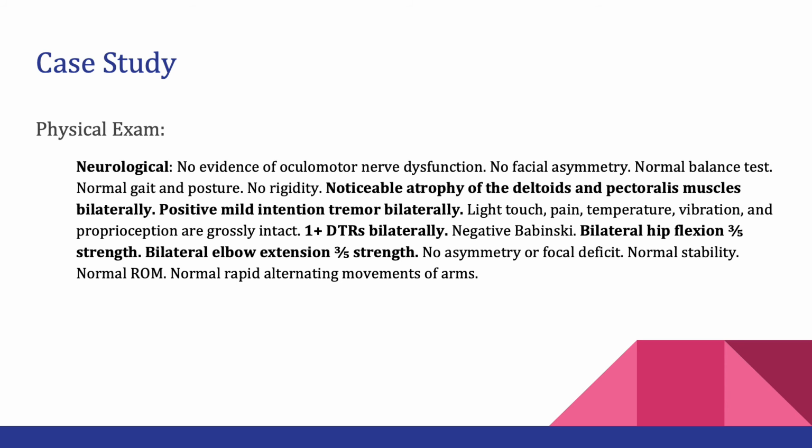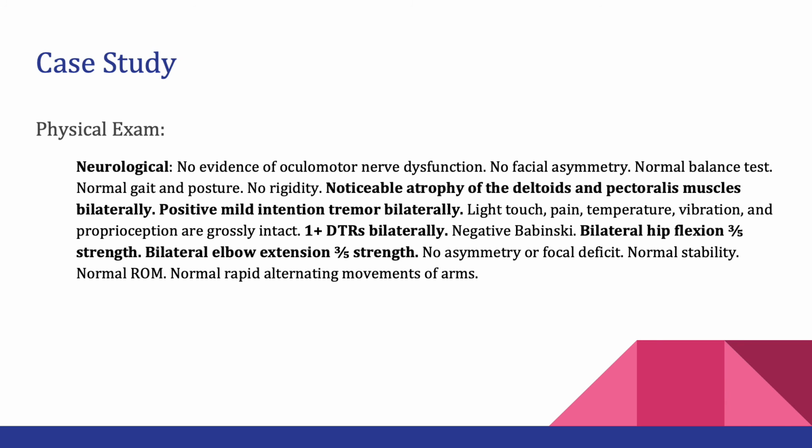You do, however, notice noticeable atrophy of the deltoids and pectoralis muscles bilaterally. You notice a positive intention tremor on both hands. And when testing sensation, the sensation to touch and pain and temperature, vibration, and proprioception are all normal. You do, however, notice that the deep tendon reflexes are decreased bilaterally.